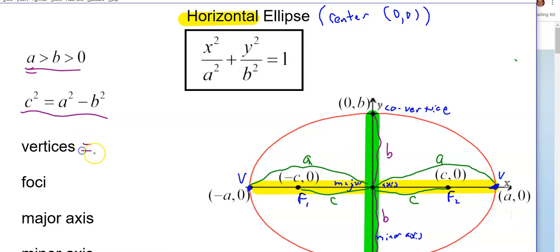The vertices are located, again, this is when the center is at 0, 0. These formulas are subject to change, but I'm going to write them both at the same time. So this would be plus or minus A, 0. So A, 0 and negative A, 0. You can see that's where those vertices are located.